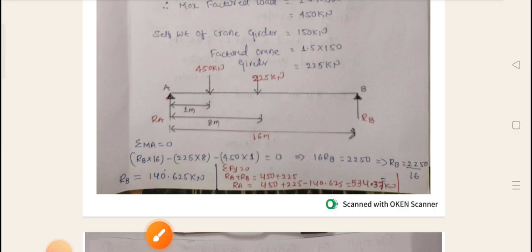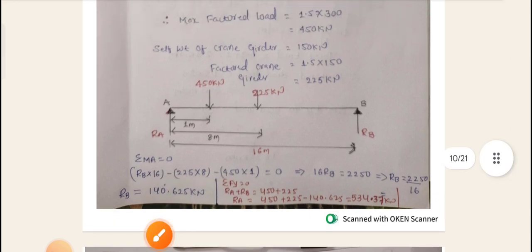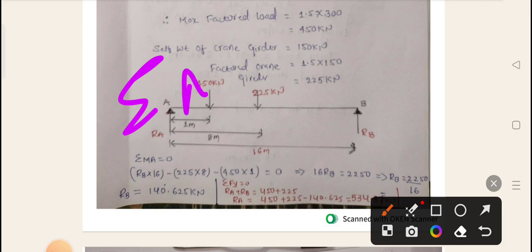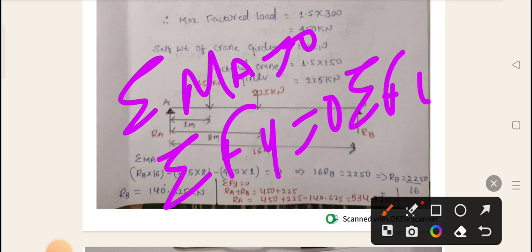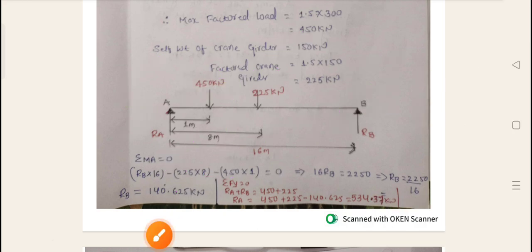So what is the condition of equilibrium? The conditions of equilibrium you have already studied: summation of MA is equal to 0, summation of Fy is equal to 0, and summation of Fx is equal to 0. These are the conditions of equilibrium. You can use these conditions and calculate the support reactions. So one part has been calculated.